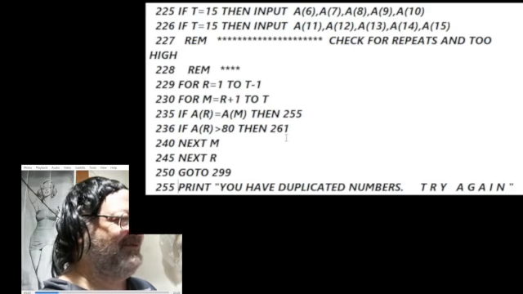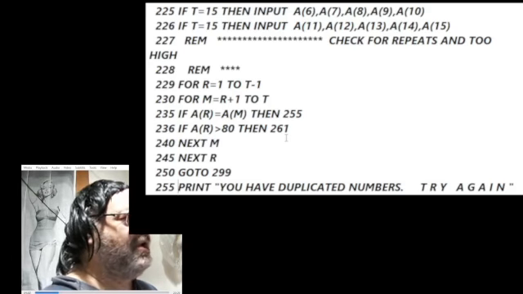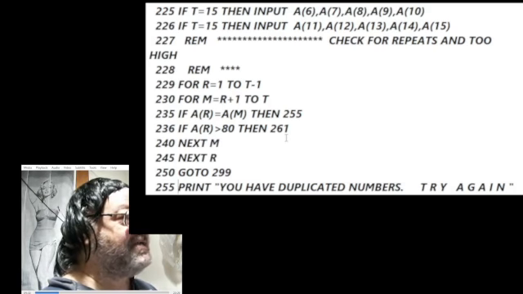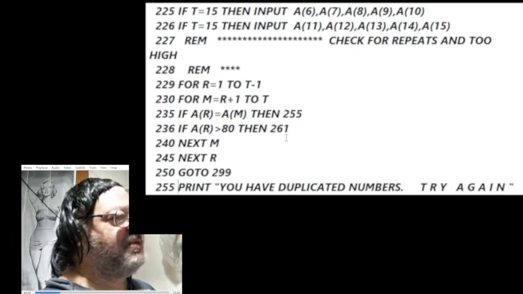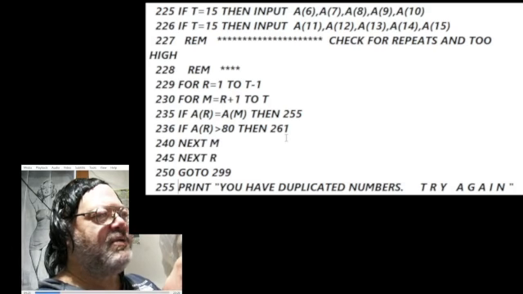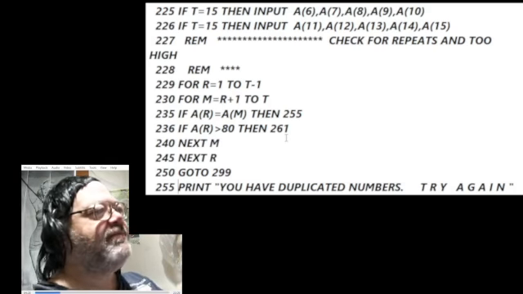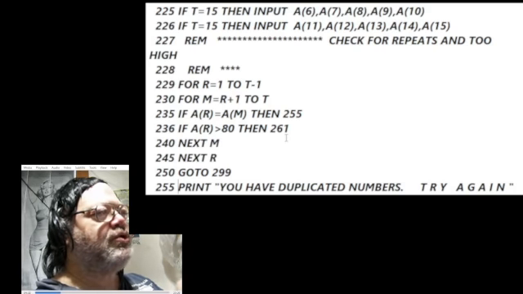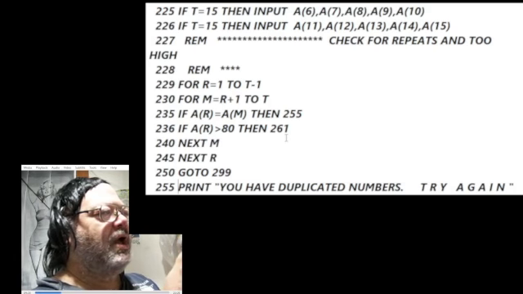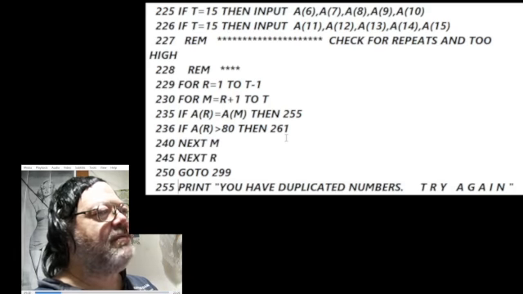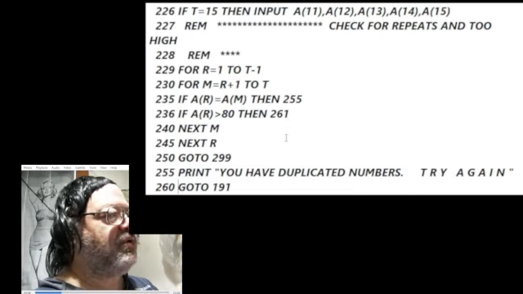So okay, at 229, there's a FOR R to T minus 1, and FOR M equals R plus 1 to T. If AR equals AM, then 255. All that's doing is going through all your numbers. It says he could have chosen a 1. I wonder if he did. His choices are 1, 2, 3, and he goes, it's a 3, it's a 4, it's a 6, it's an 8. Okay. All it does is detect a repeated number, like if you typed in 11 twice.